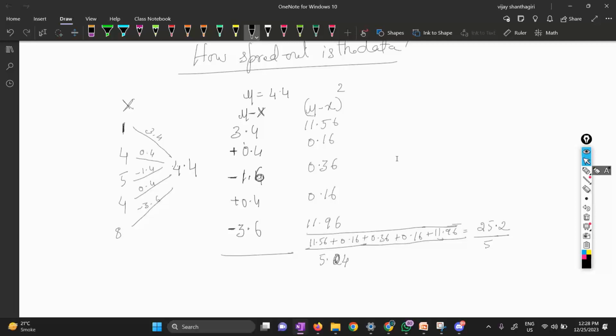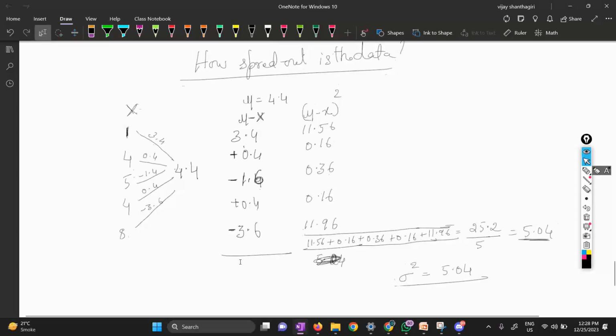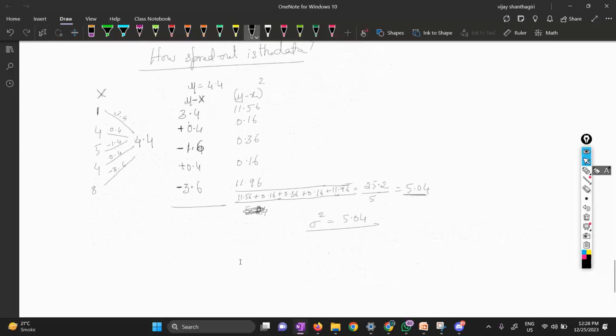This divided by 5 became 5.04. Okay, this 5.04 is the variance, and it is always denoted by sigma squared. Variance is always denoted by sigma squared. Finding the variance is okay because you don't have to calculate like this. If you simply code in Python just var of some list, you will get it. But what does it mean for this to be like this?